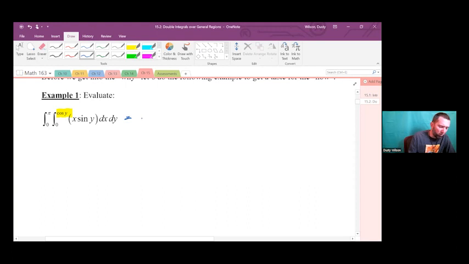So if we want to treat this like we did in the previous section with iterated integrals, we're going to start by focusing in on this inner integral. And so we'll have that outside integral 0 to pi and the dy in place. And then inside that, the antiderivative of x sine y with respect to x will be x squared over 2 times the sine y. And then we're evaluating this from x equals 0 to x equals cosine y.